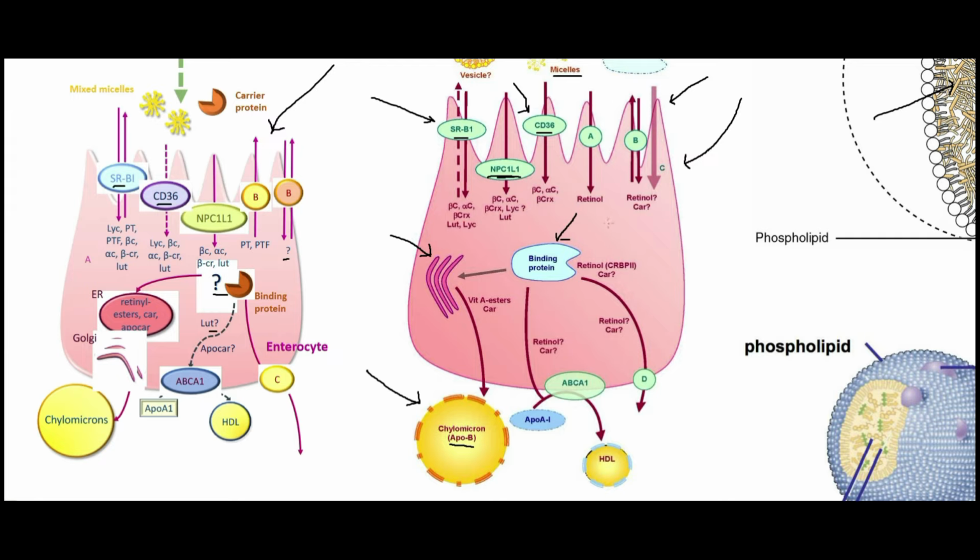Then, like I said, we have the transport through the cell down to here. So this ABCA1 can then put these into chylomicrons here. And so that is the absorption of the fat-soluble vitamins.